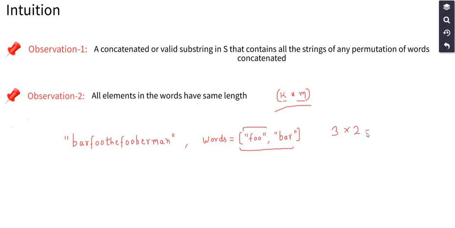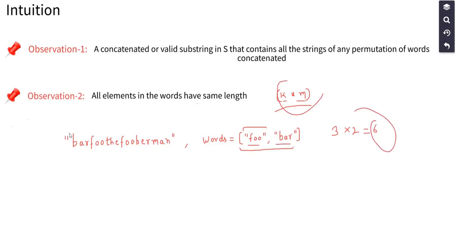Hence, we want to search for a substring of size 6. So, to solve this problem, the target is simple. We want to find the starting indices of the substrings of this length k cross m, that is 6 in this case, which must present all these words in some order.